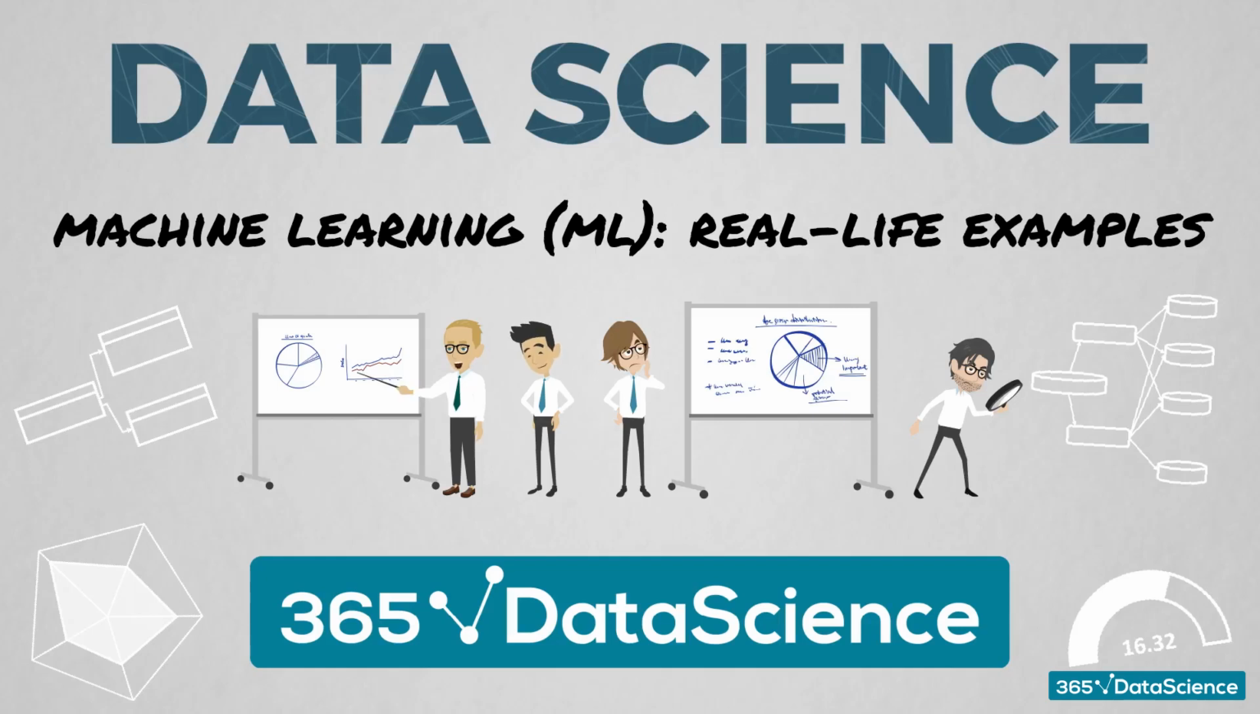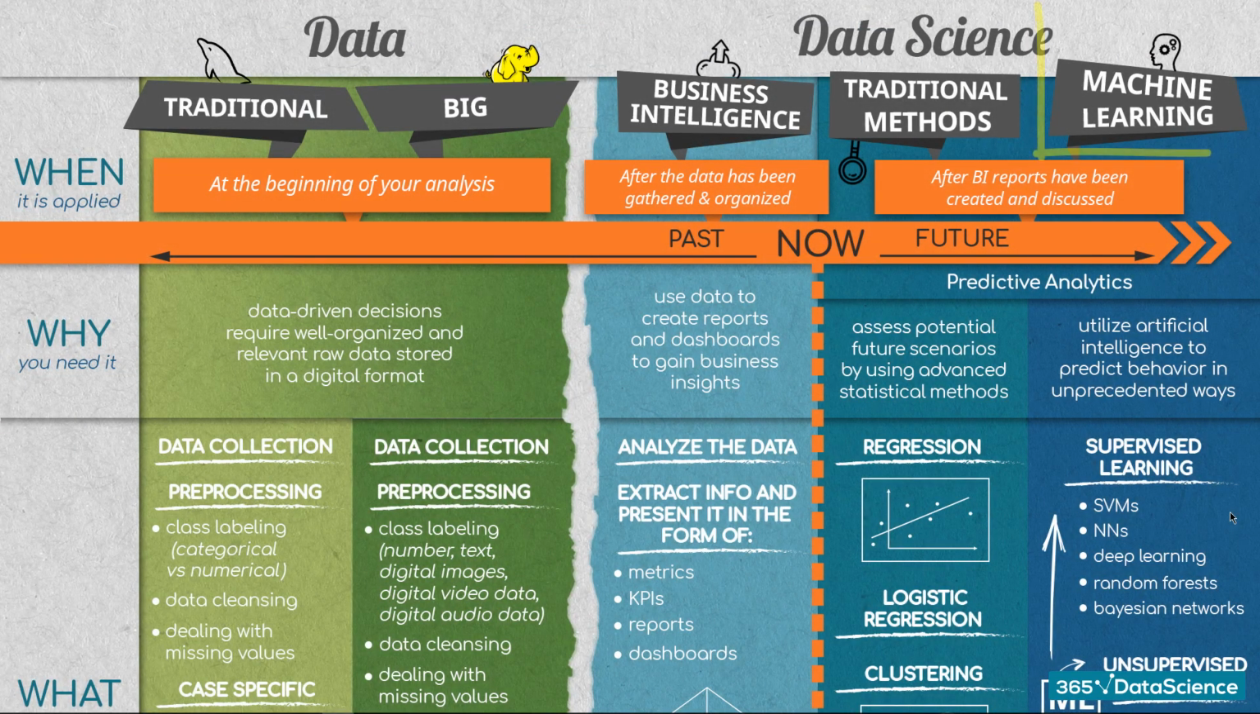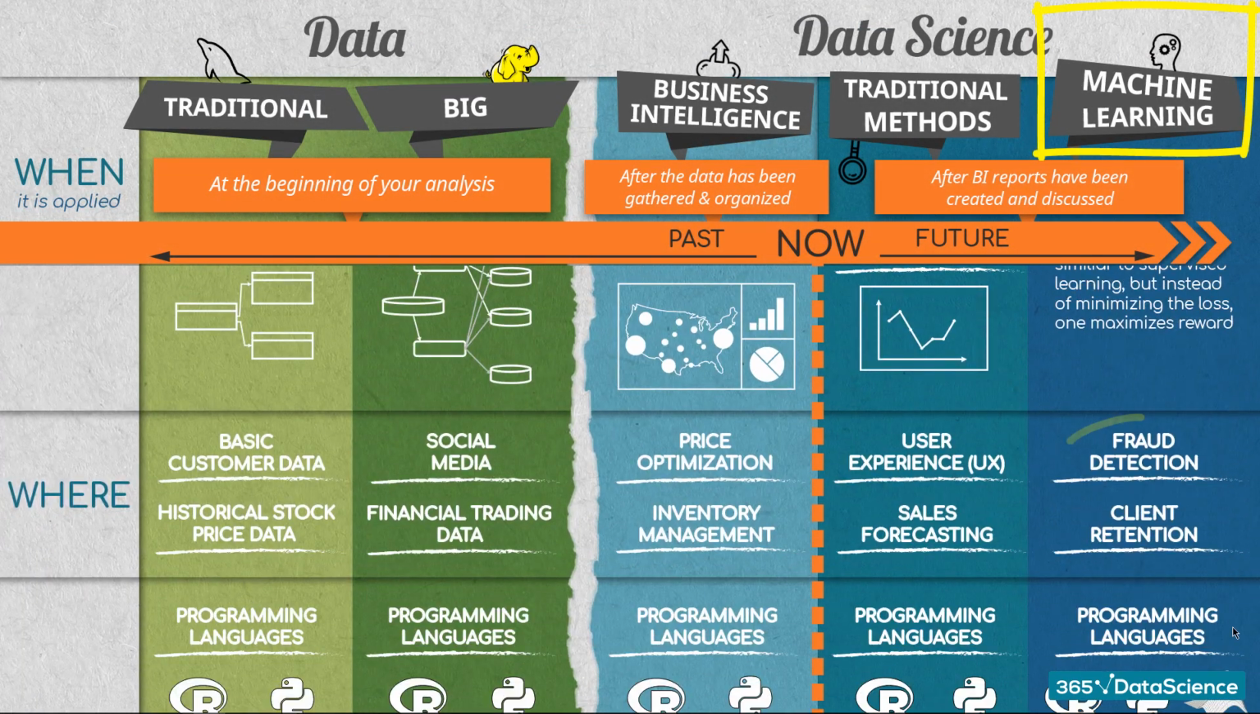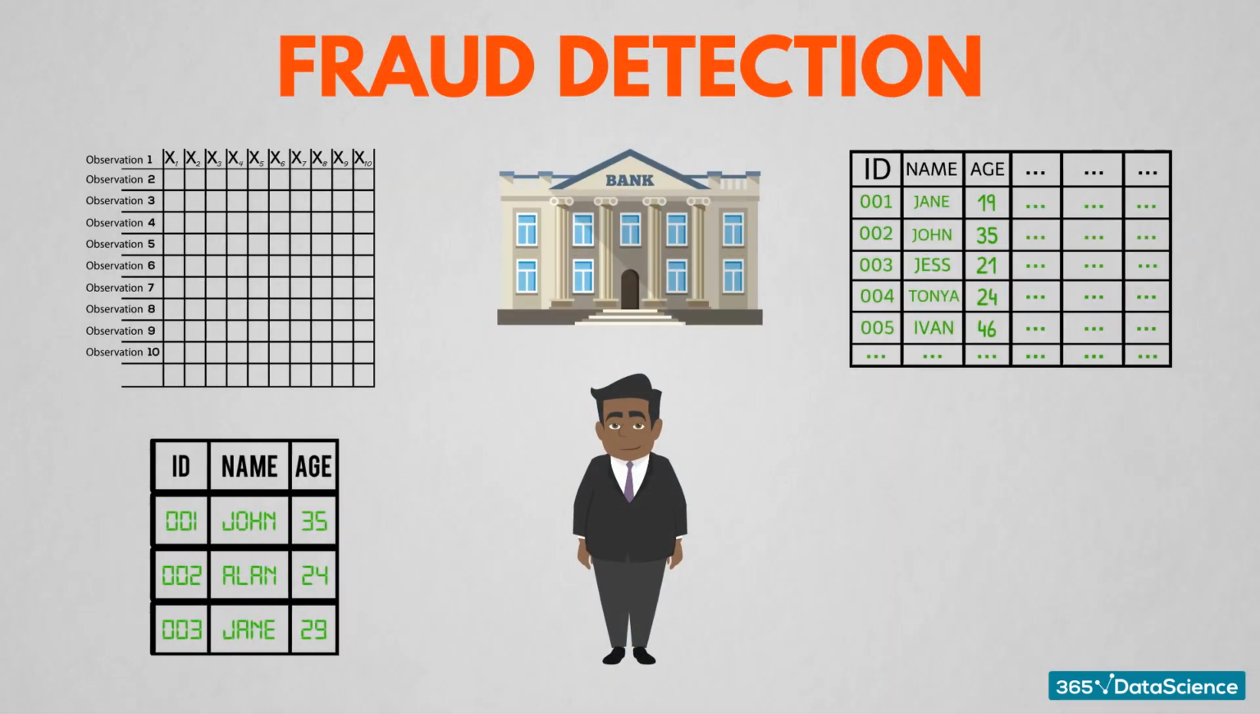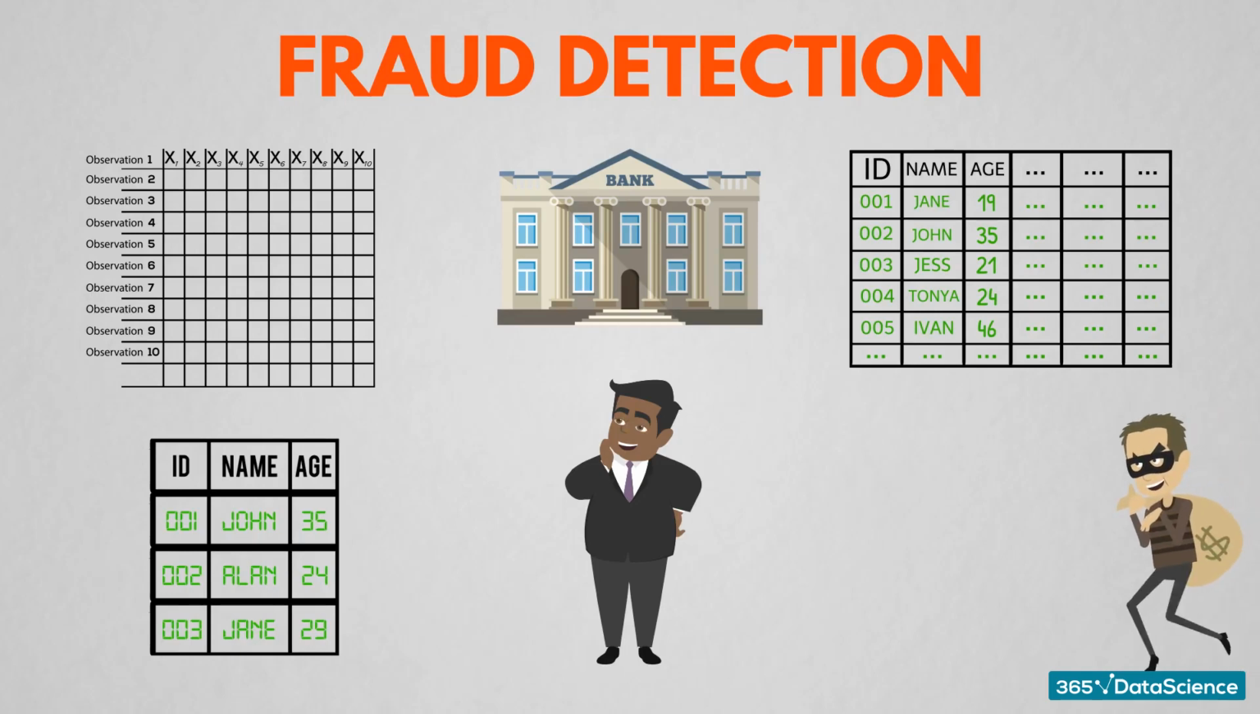Right. So, how does machine learning fit into the world of data science? One example is the financial sector and banks in particular. They have ginormous data sets of credit card transactions. Unfortunately, banks are facing issues with fraud daily.